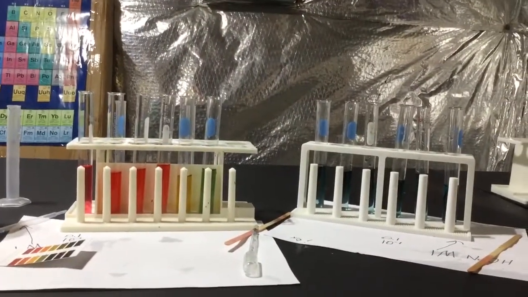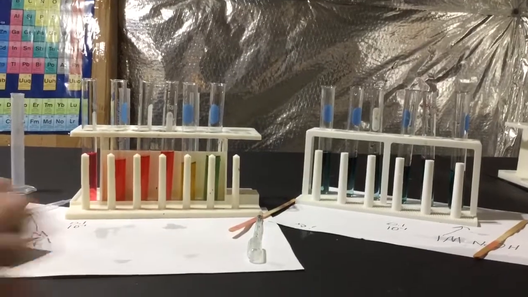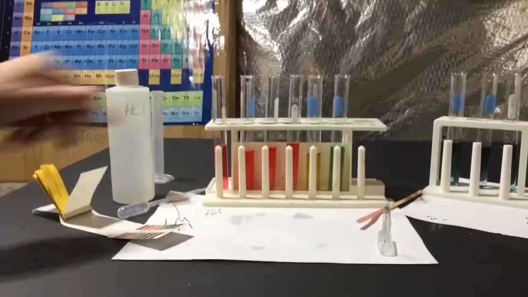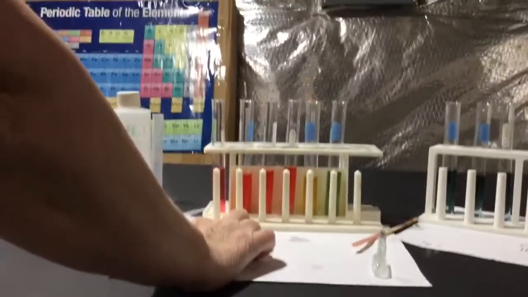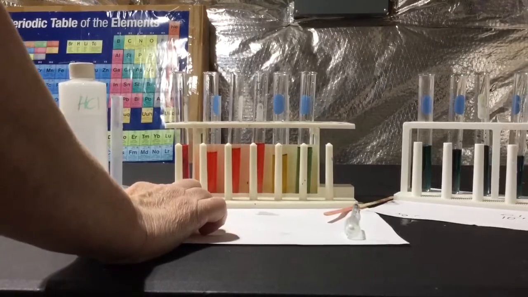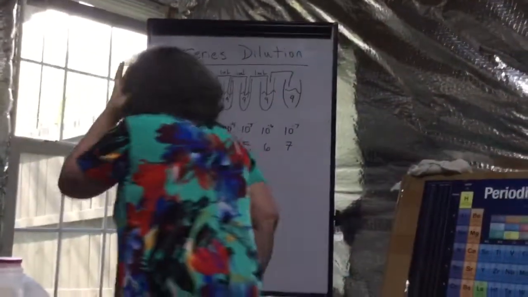But we wanted to show you that, and the reason is, this is 1 molar. When you put 1 milliliter in with 9, it's now 0.1 molar. 0.1 molar is the same as 10 to the negative 1, which, if you could just put it up here, I'll show you here. So here's what she did.